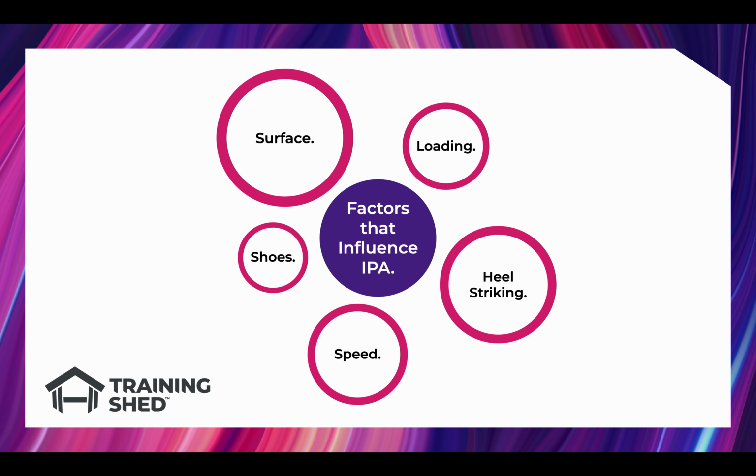Shoes as well will have a massive impact. If you've got a less cushioned shoe, that will naturally increase your IPA. And finally, surface. IPA is going to be high if you run on the road compared if you run on a field. And even if you run on a track, it's going to be massively different between the three surfaces. And if you combine these factors together, if you run at quite a high speed on the road, you're a heel striker and you're running in a very minimalist shoe, we can expect your IPA to be quite high.